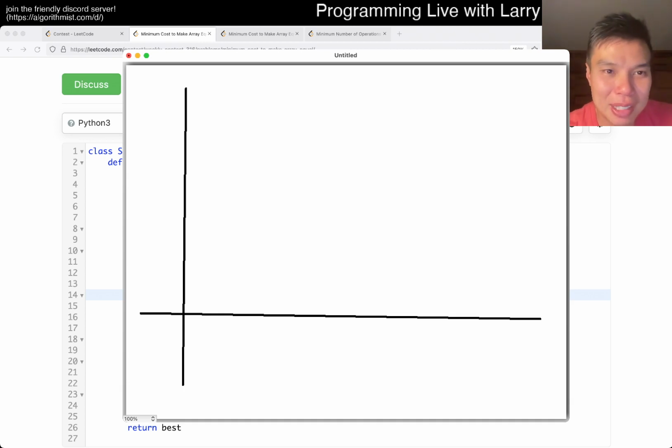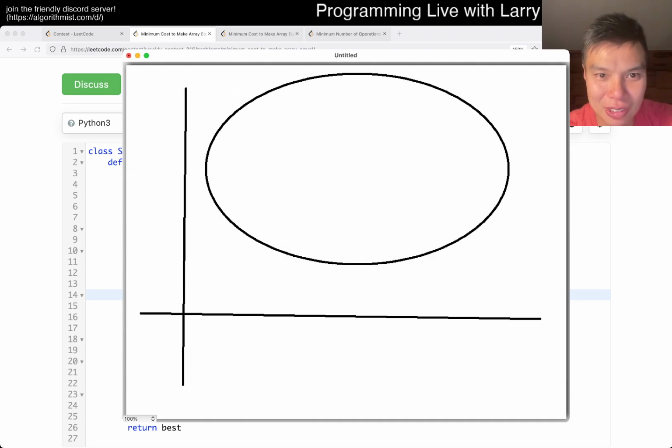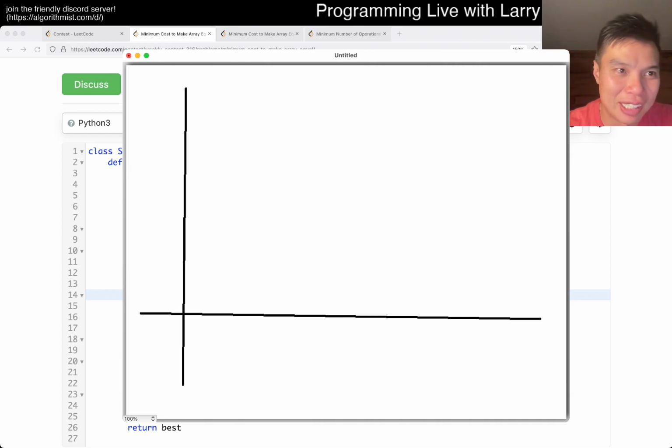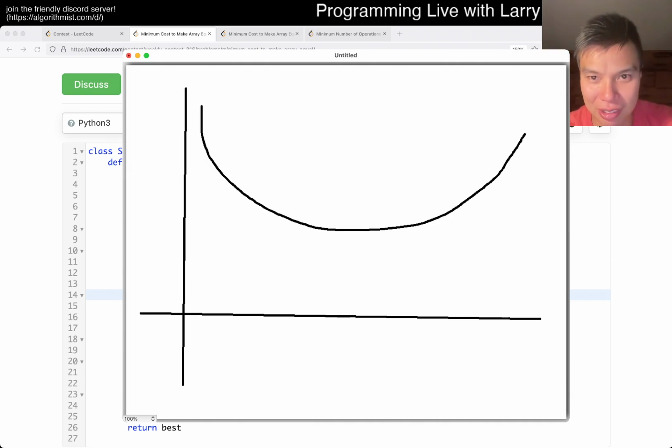Anyway, let me actually redraw this a little bit. Let me just pretend this is a circle. Okay, fine. Let me try again. I'm doing it with the touchpad, so forgive me. Okay, so something like this, right? So basically you're trying to find, in this case, the minimum, which is here.